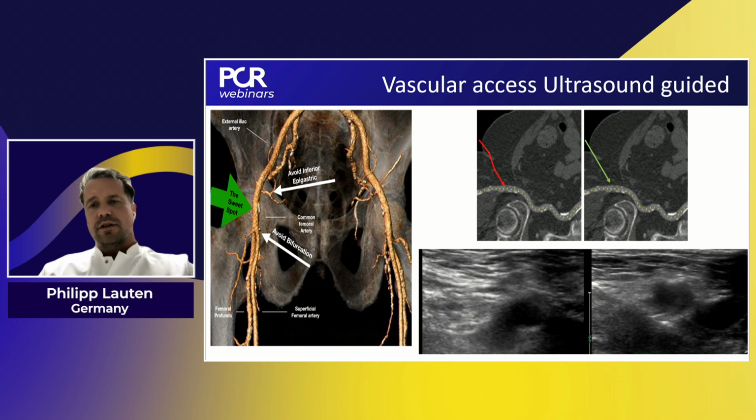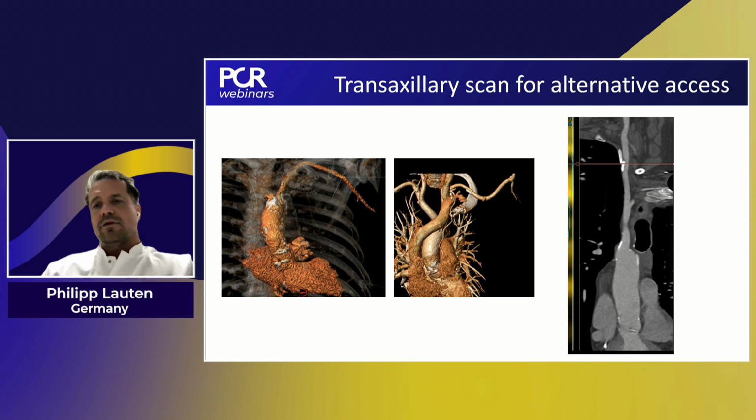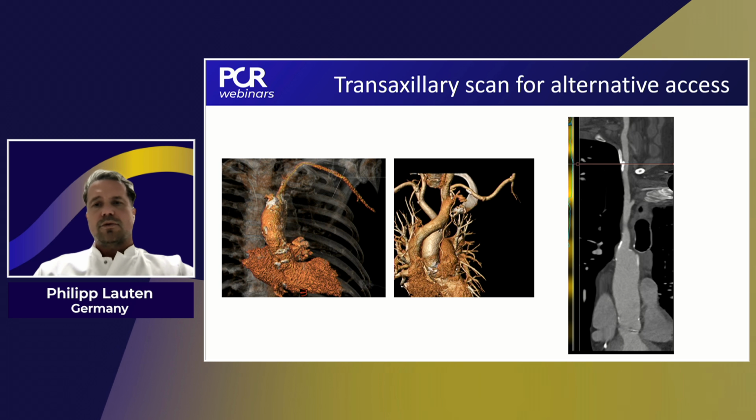As I mentioned, transaxillary scan is for alternative access in our routinely setting. This is the main alternative access in our heart center, I think in most heart centers worldwide also. So you can use it in your data set to have an answer if transfemoral TAVI is not possible.